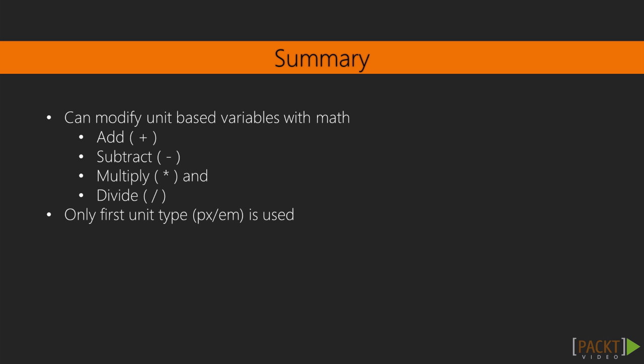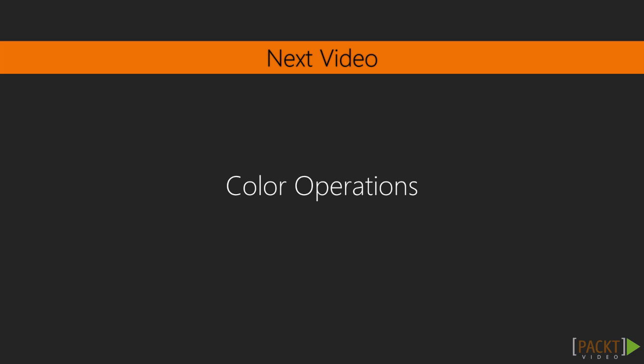To recap on this video, within Less it is possible to modify unit-based variables using standard math operations: add, subtract, multiply, and divide. The first unit type is used irrespective of any type defined in the secondary values. There you have it. Everything you need to know to get you started with Less math operations and building more dynamic and scalable style sheets. In our next video, color operations, we will delve further into math functions and go through how we could use Less to modify colors through math operations.